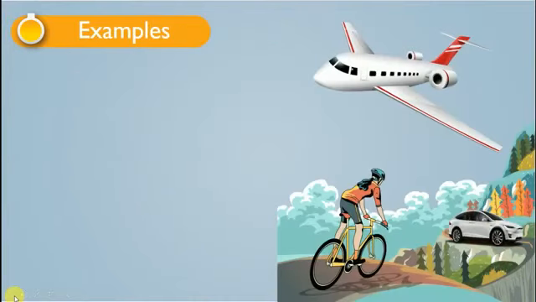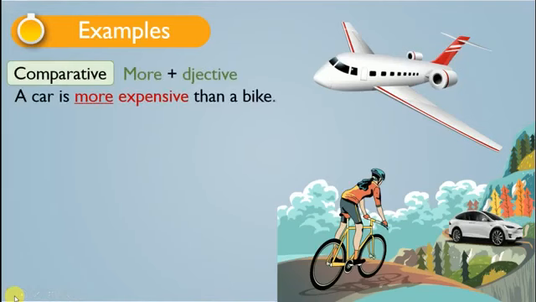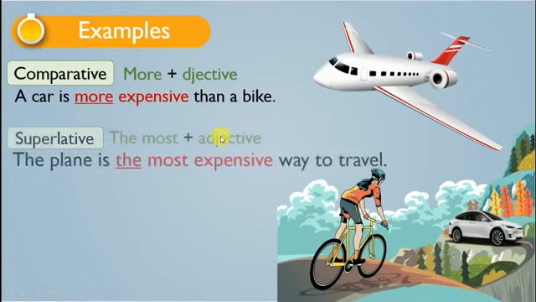Look at these examples. Let's compare a bike and a car and a plane as ways of traveling. For the comparative form, we say a car is more expensive than a bike. More expensive. And for the superlative form we say the most expensive. We say the plane is the most expensive way to travel.